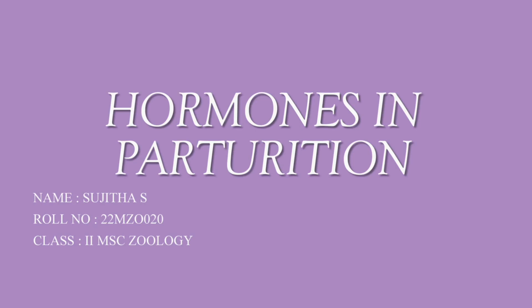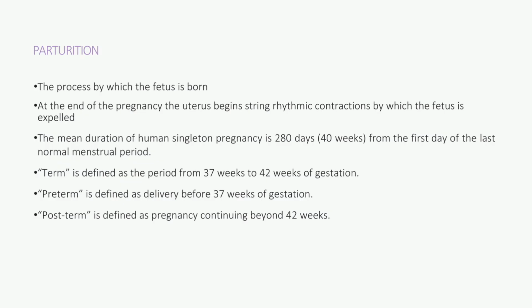Hello everyone. Today we are going to see about the hormones which are involved in the maturation process. So first, maturation is the process by which the fetus is born. So at the end of the pregnancy, the uterus begins strong rhythmic contractions by which the fetus is expelled.